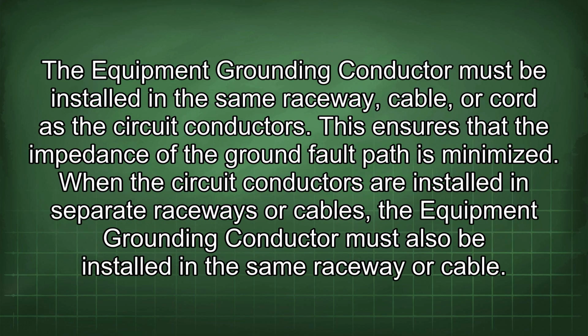The equipment grounding conductor must be installed in the same raceway, cable, or cord as the circuit conductors. This ensures that the impedance of the ground fault path is minimized. When the circuit conductors are installed in separate raceways or cables, the equipment grounding conductor must also be installed in the same raceway or cable.